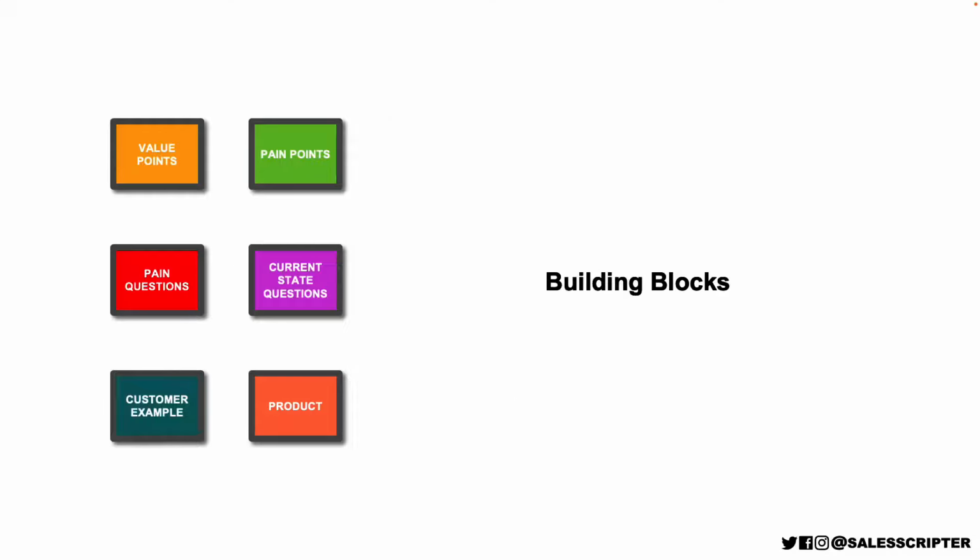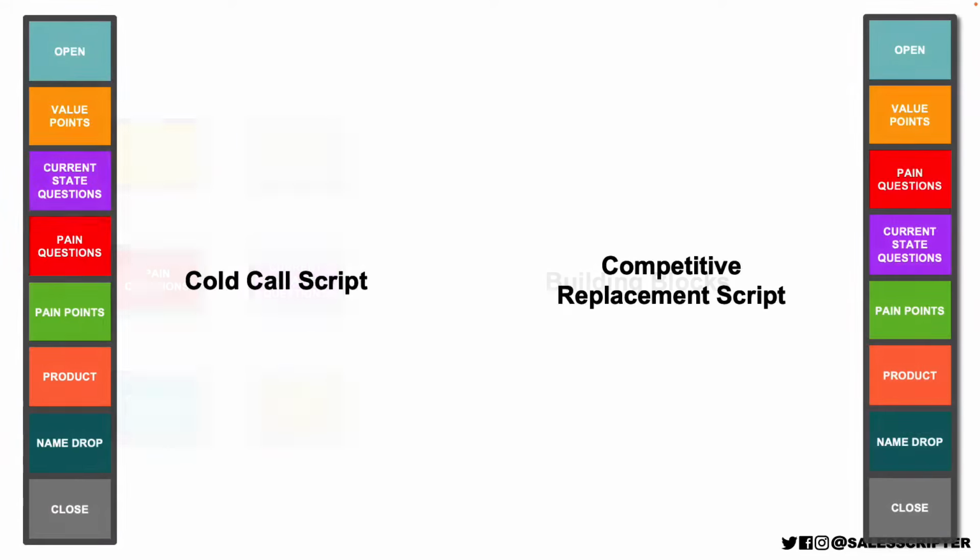And what we just accomplished by going through that process for a second time is it created a second set of building blocks. And what those building blocks allowed us to do was to create a second script, a competitive replacement script. So now I want to show you how to bounce between these scripts during a cold call. And before I do that, I actually want to make one modification to the cold call script that you're starting out with before you jump to the competitive replacement script.